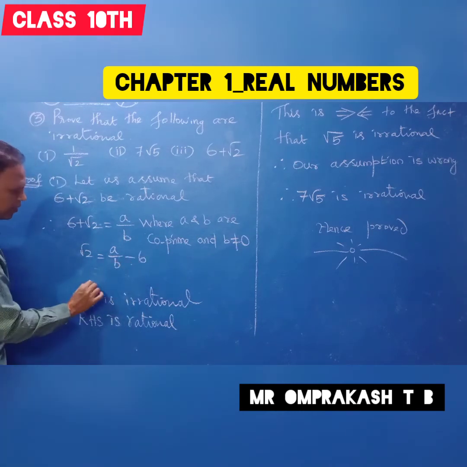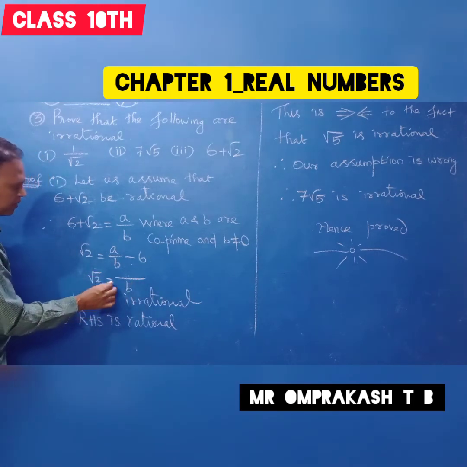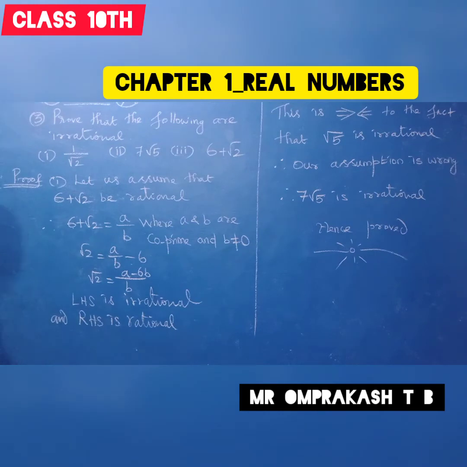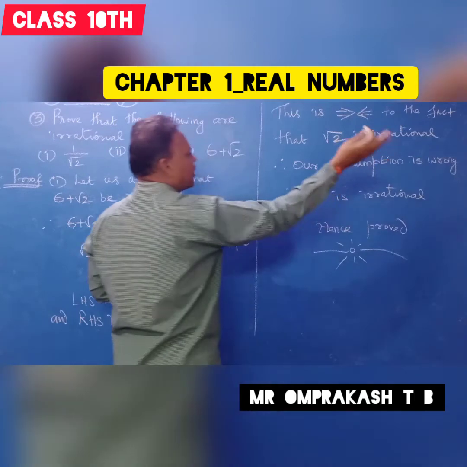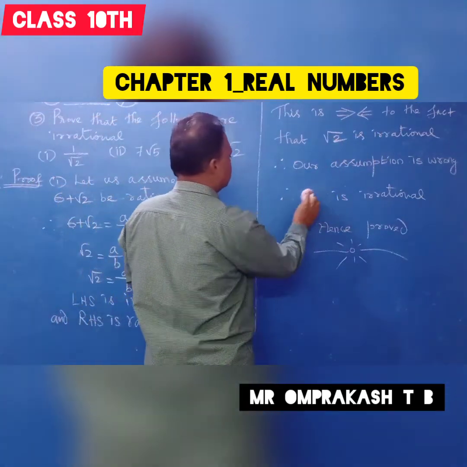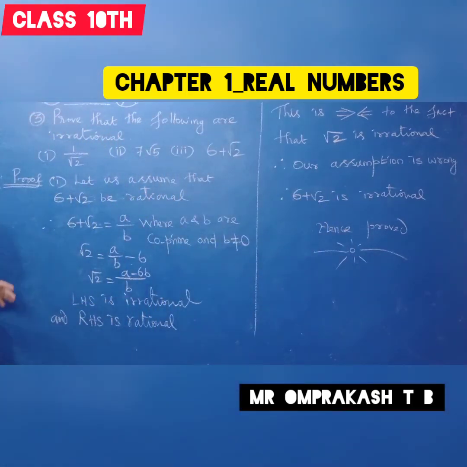Take B common. Root 2 equals, taking B common, what will happen? You multiply by B here, so A minus 6B over B. Right? Now you see the left hand side is irrational, the right hand side is rational. So this is a contradiction to the fact that root 2 is irrational. Therefore our assumption is wrong. 6 plus root 2 is irrational. Hence proved. Clear? So very easy.